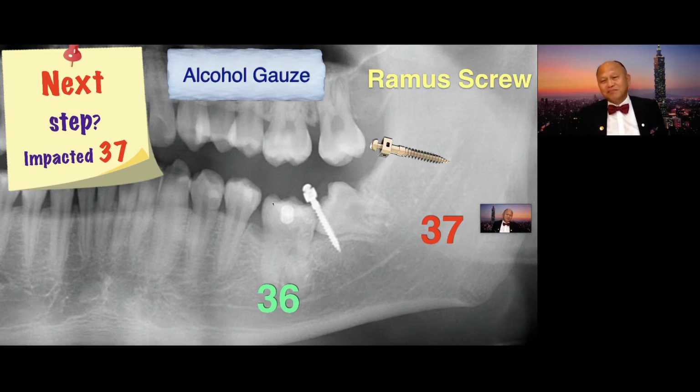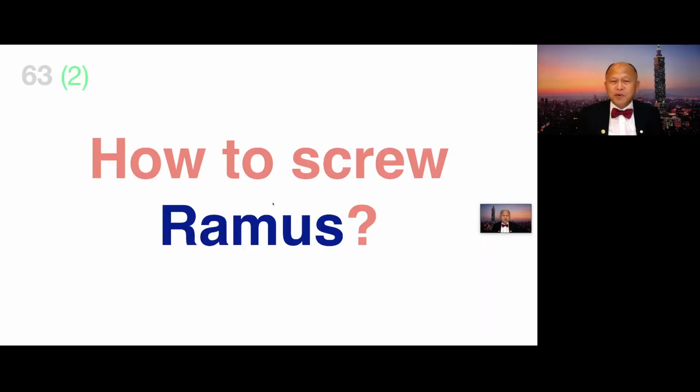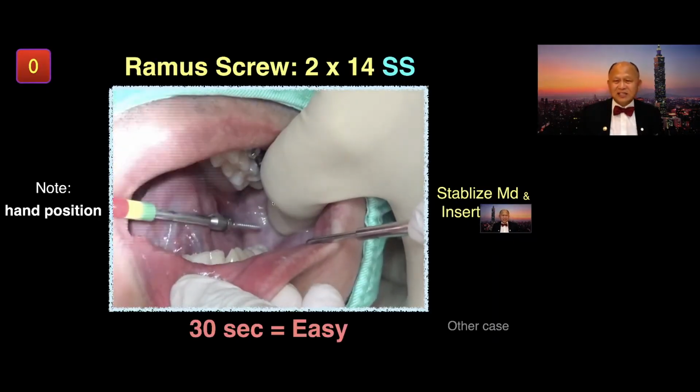Make sure you make the tissue numb first. And you hook up the power chain like this. So you provide a moment to upright the second molar, as I showed you before. And how to screw? Easy.